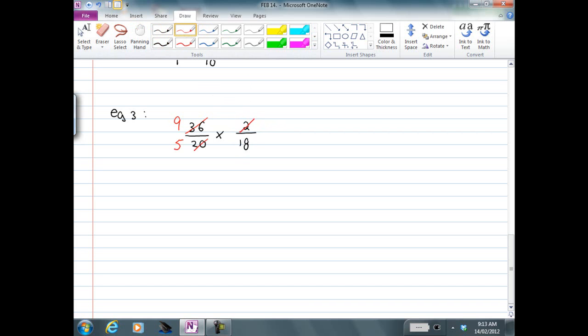So watch what I'm going to do. I'm going to cross this out. Cross this out. I'm going to divide both top and bottom by 2. Because Devin says, hey, Miss Snow, I can divide this by 2. And that gives me 1 over 9. So let's rewrite what you have right now. I have 9 over 5 times 1 over 9.